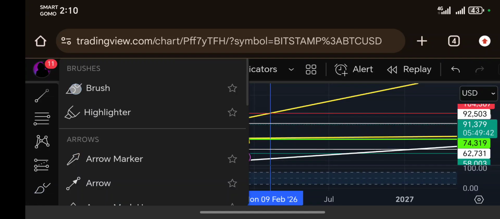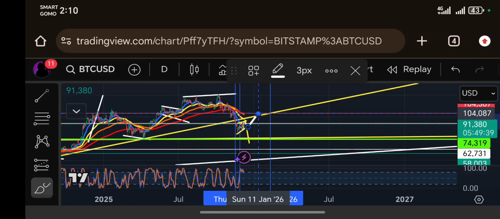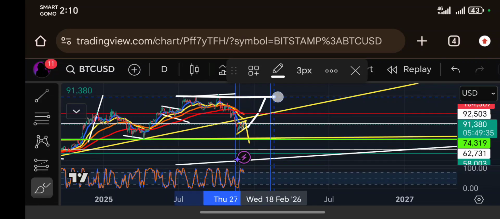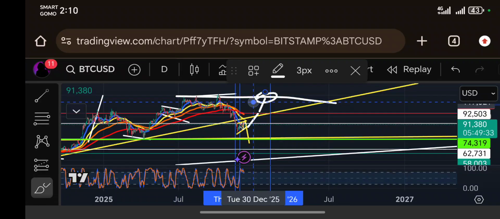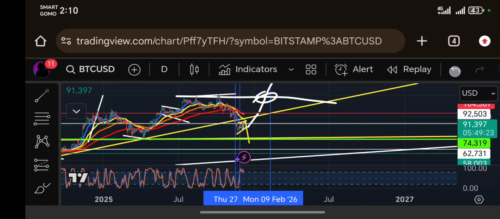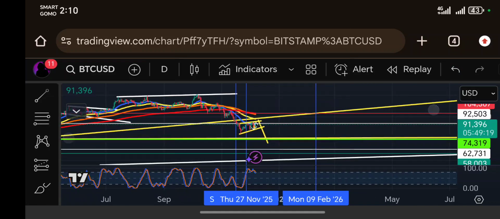Everyone's going to get trapped because everyone's going to be bullish in here, unless we break that and break all this resistance here. Then yeah, I can say there's a new all-time high for Bitcoin. So let's see about that. Let's see how it plays before you act. I'm just showing you the possibilities.